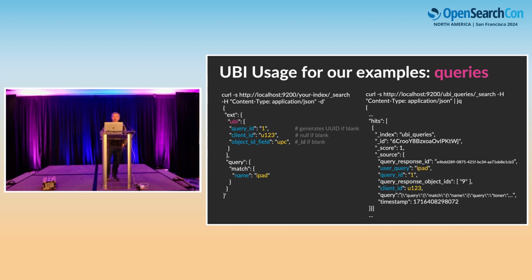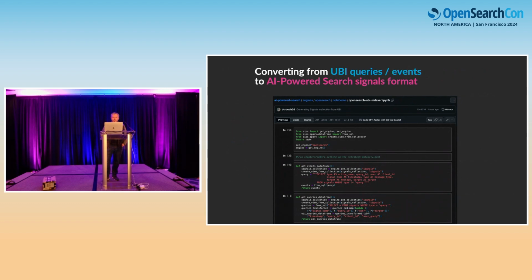The queries get logged, the results the user saw get logged, and then all of the follow-on events, clicks, add to carts, purchases, et cetera, get added through the API. And once that's done, the data is in OpenSearch.